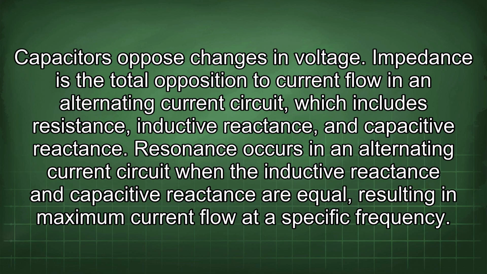Impedance is the total opposition to current flow in an alternating current circuit, which includes resistance, inductive reactance, and capacitive reactance. Resonance occurs in an alternating current circuit when the inductive reactance and capacitive reactance are equal, resulting in maximum current flow at a specific frequency.